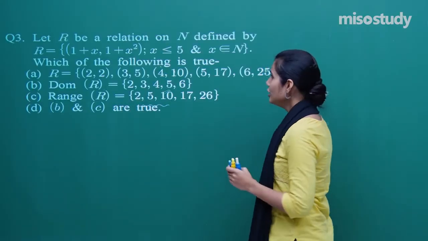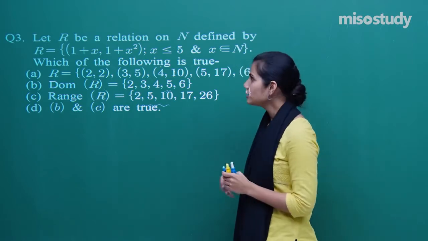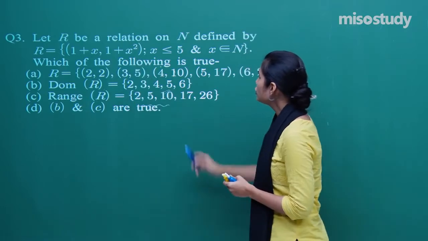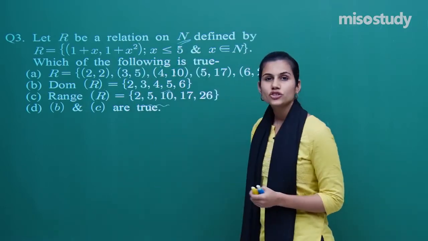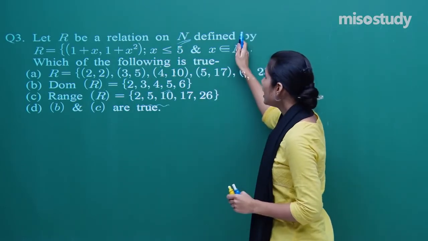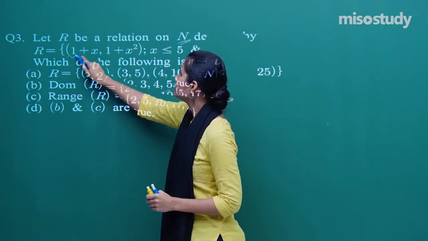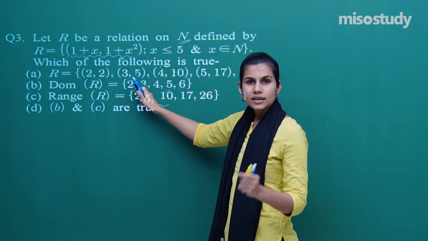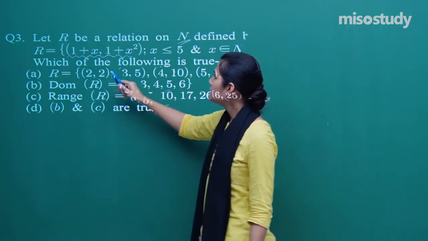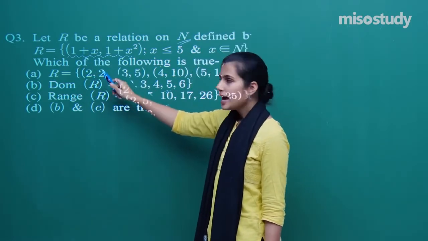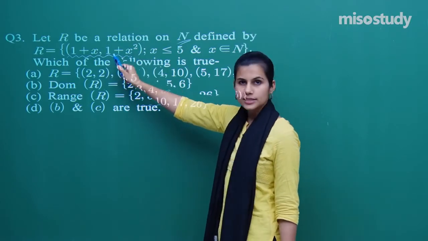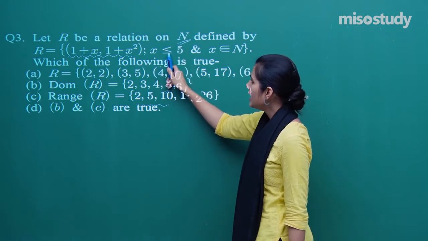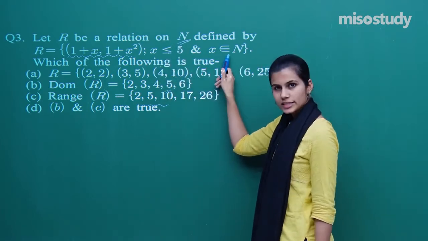Question number 3 now is trying to tell us about relations. Let R be a relation on the collection of all natural numbers defined by this expression. It is saying that in the ordered pairs, as the first component will sit this type of members and as the second component will sit this type of members, where x is a natural number less than or equal to 5. That is what is given to you.